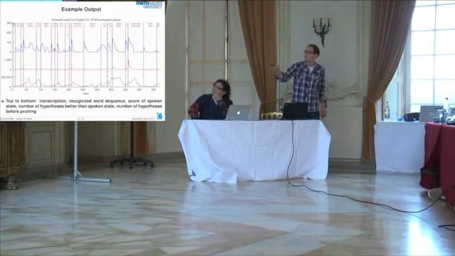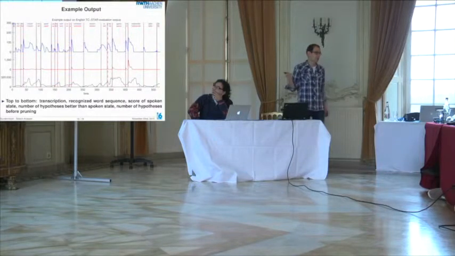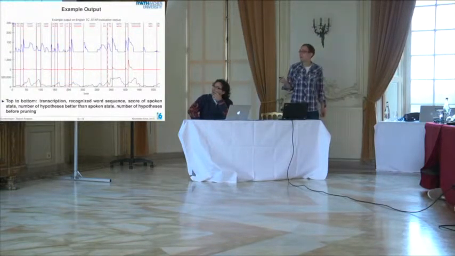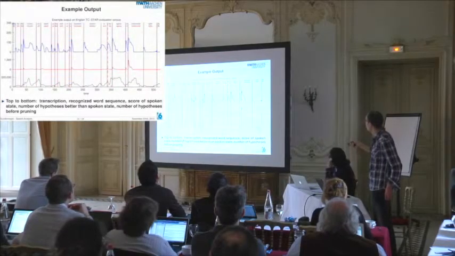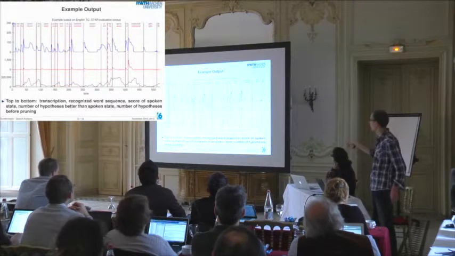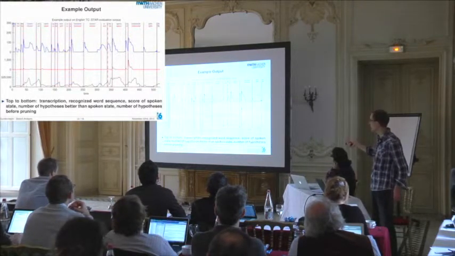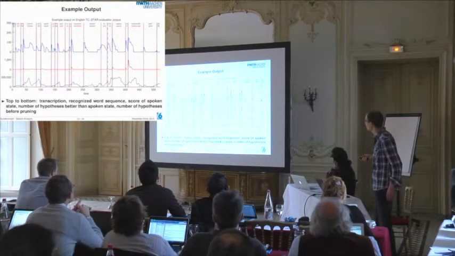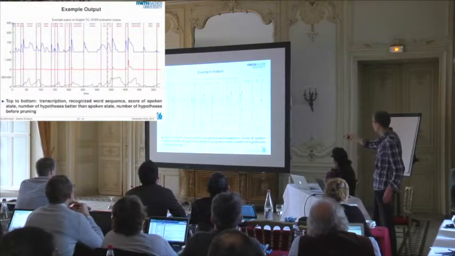And below, what we can see is the recognized word sequence, which is actually the same except for one recognition error. So you will notice that here it said on, and it should have said end. And this results in a slight shift of the word boundaries. So the dashed red line indicates the recognized word boundaries, and the blue one is the correct word boundary. And below, we find these three curves.